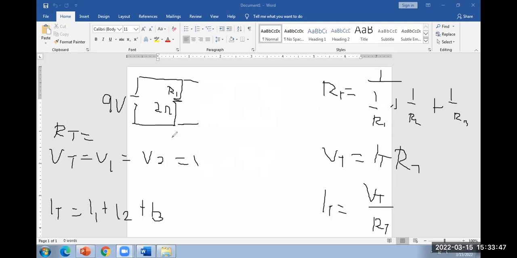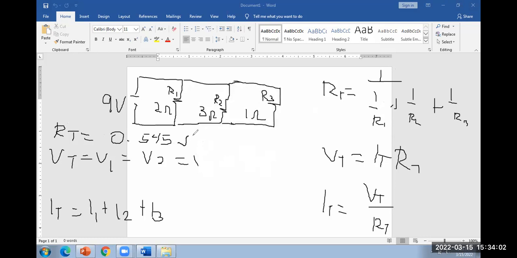So 0.545. O sige, sabihin na natin that's equivalent to 0.55. Kasi 0.545. Yan. O equivalent din naman sa kung gusto round off mo is 0.55. O meron na tayong total resistance. So what is the total current? The total current or the individual current?